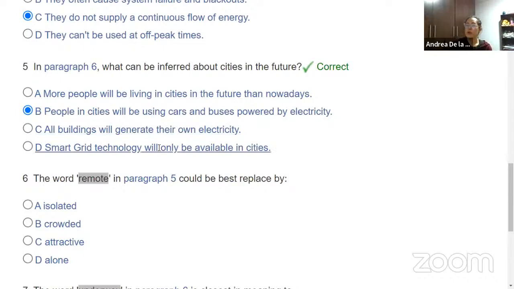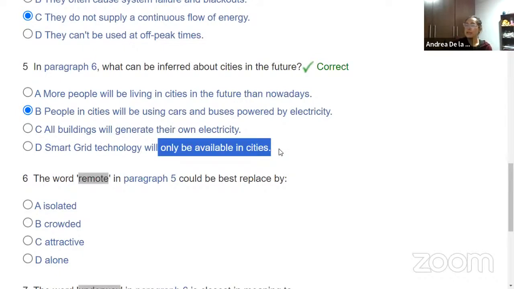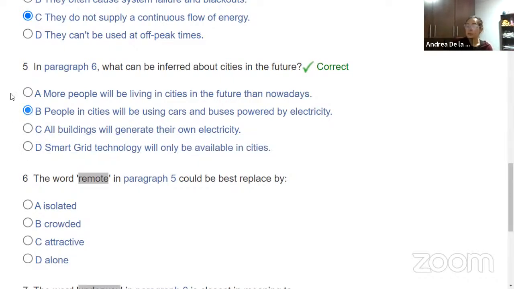Smart grid technology will only be available in cities. That's the classical extreme option, right? Will only be available in cities? No, they will first be available in cities, but not necessarily only in cities. So well done. Option B was correct. That okay? Do you have any questions so far?